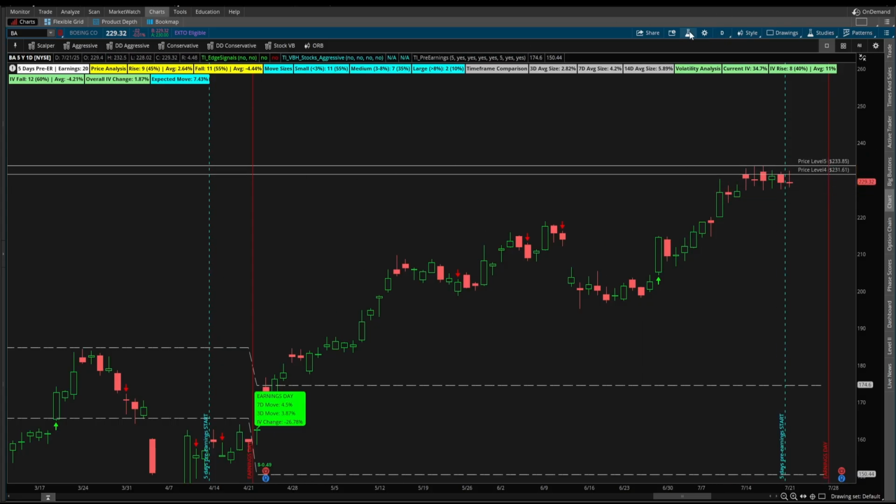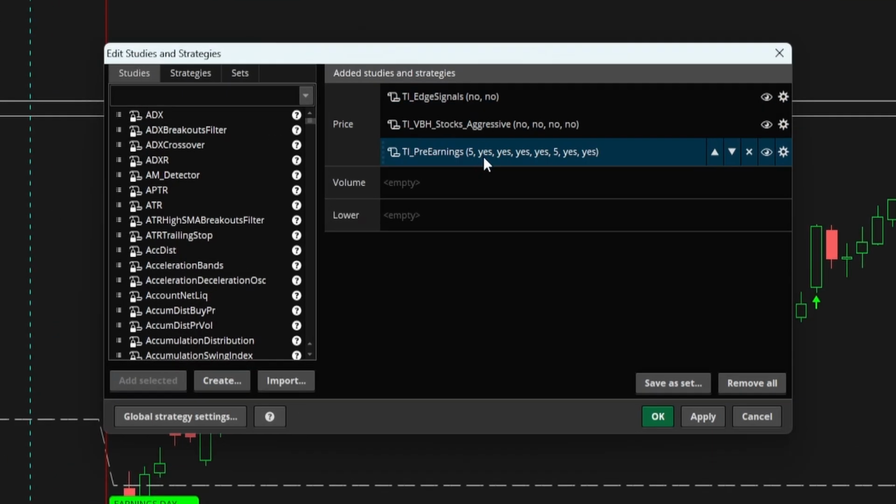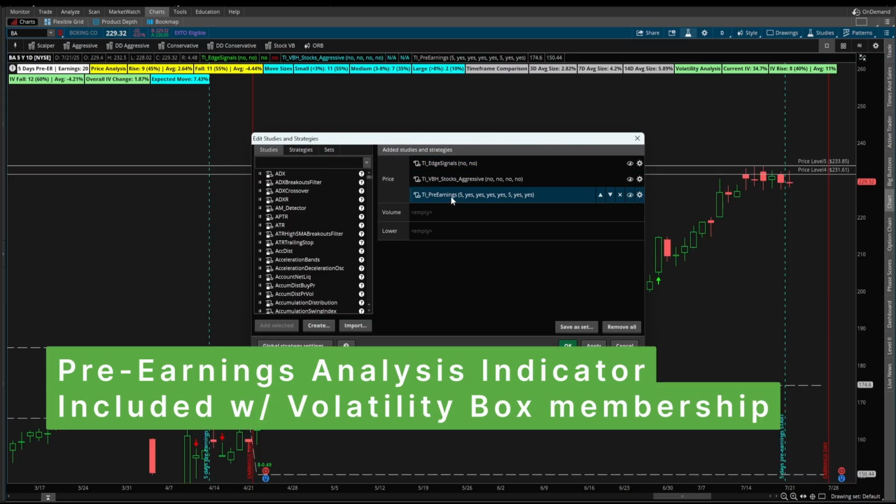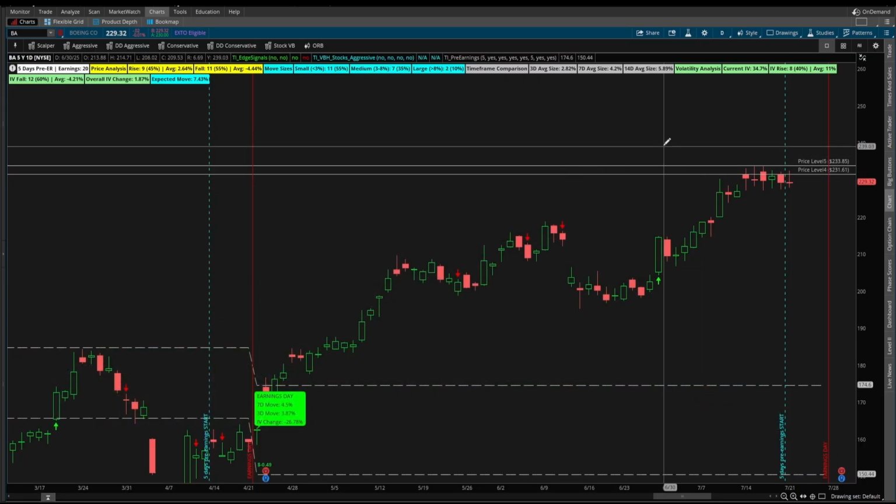Now, before we do that, let's load in our pre-earnings indicator and try and understand what bias we have, if any, inside of Boeing. The pre-earnings indicator is available for free for all Volatility Box members. I'll leave a link to download it in the description box below. Now, if we start by taking a look at what our stats tell us, over the past 5 years, we have 20 earnings, so 20 data points that we're looking at.